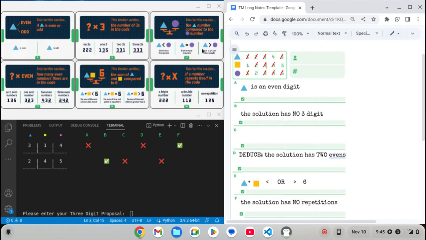Okay, so let's go ahead and cross out the 3. And we did establish that triangle should not be smaller than circle. We know they can't be equal at this point because of the no repetitions. So that means triangle should be greater than circle. We'll deduce that triangle is greater. And that is correct. So we'll deduce that triangle should be greater than circle.